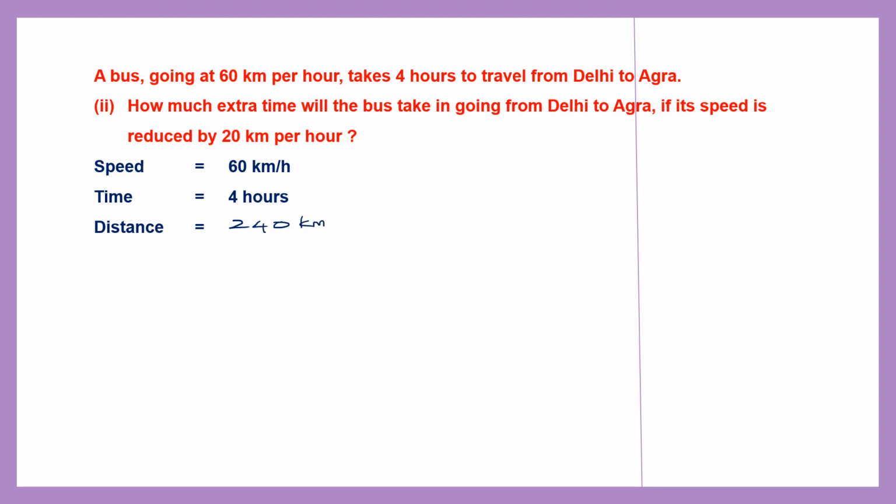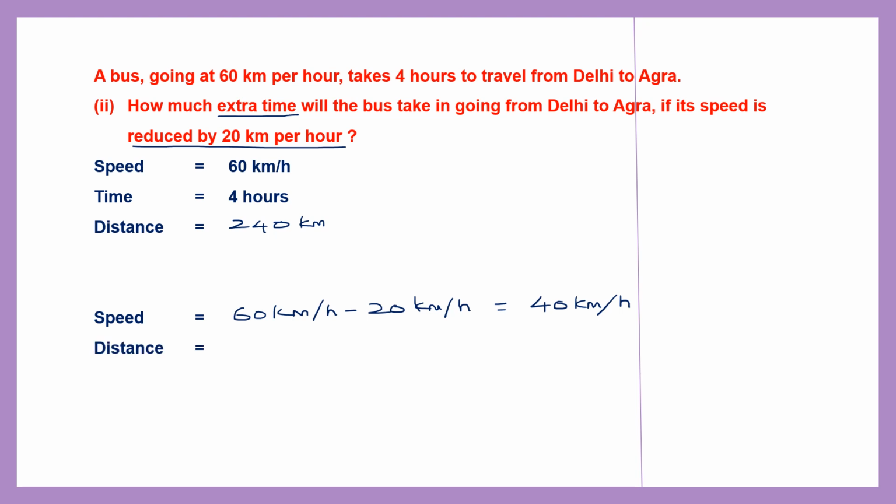Now here they're saying how much extra time. That means first we need to find the time if the speed is reduced by 20 kilometers per hour. So the new speed will be 60 kilometers per hour minus 20 kilometers per hour. It's going to be reduced, isn't it? So we minus. 60 minus 20 is 40. So this is 40 kilometers per hour. So now we have the speed, we have the distance which is 240 kilometers, but we have to find the time now. So let's find the time.